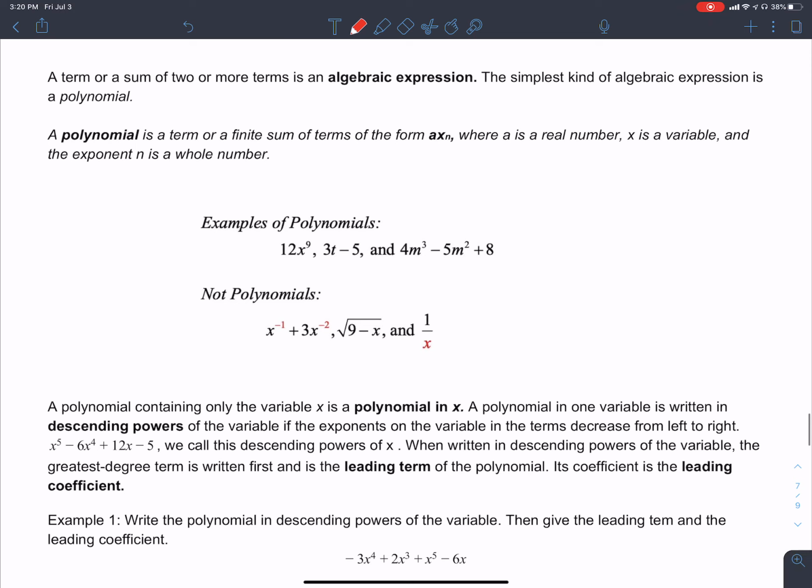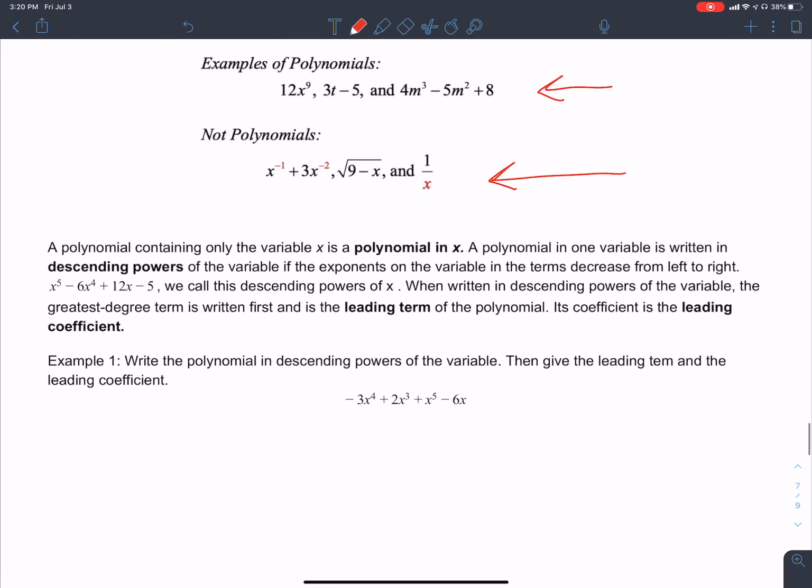Then we get to a polynomial. Well, a polynomial is where we take all those terms and we put them together, okay? But their power has to be a whole number, okay? So this first set is an example of polynomials, while these are examples of non-polynomials, and we'll talk about what those are later, okay? A polynomial is written in descending power, so the highest power goes first and our constant goes at the end, okay? The greatest degree term is always written in the front.